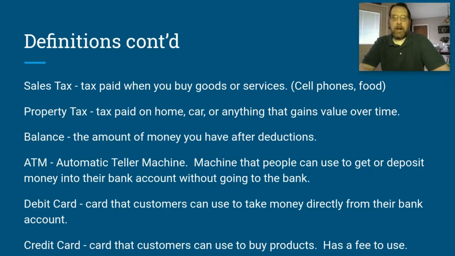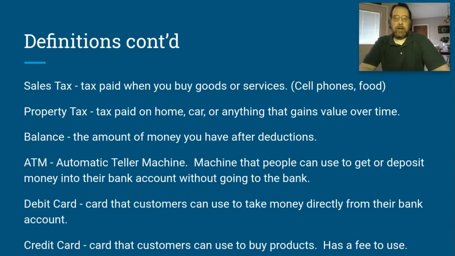ATM is an automatic teller machine. This is the machine that people can get money from or make deposits without having to go to their bank. A debit card is a card that most banks give you when you have a checking account. This card can be used as if it were a check, so you pay no interest. So you only pay the money owed at the time of the purchase.